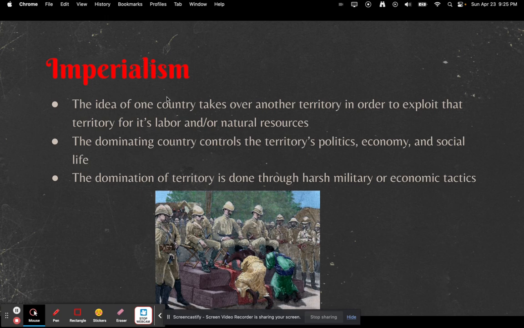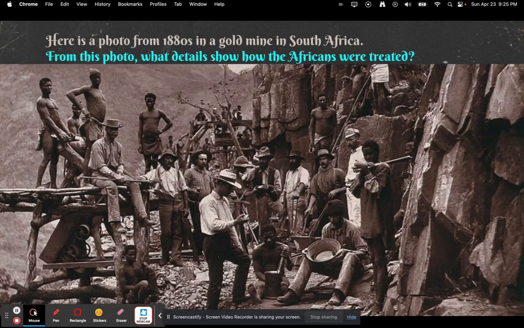We'll talk about some economic tactics in the very last lesson of this unit. So, here is a photo from the 1880s of a gold mine in South Africa. From this photo, what details show how the Africans were treated?